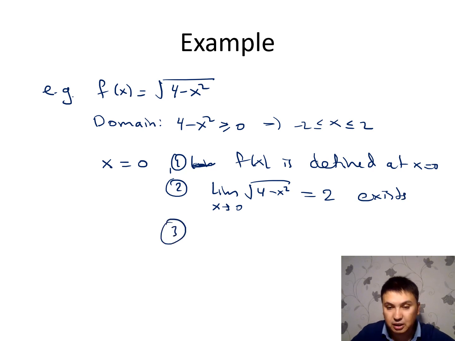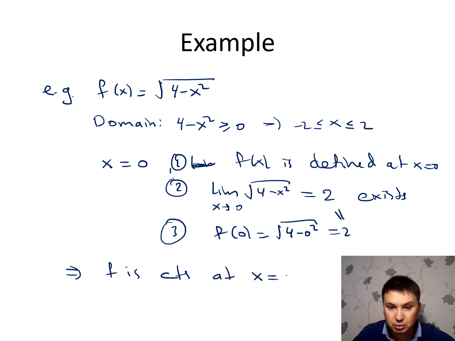And finally, I need to check whether this limit is equal to the function value. So what is the value of the function at that point? What is f of 0? Well, this is just the square root of 4 minus 0 squared, which is also 2. So they are equal, right? So we conclude that f is continuous at x equal to 0, etc. In the same manner, you can find out that in fact the function is continuous between -2 and 2, where at the endpoints you consider just one-sided limits.